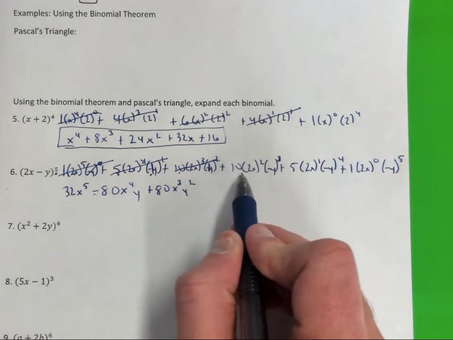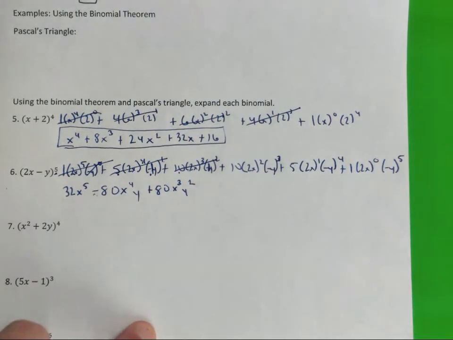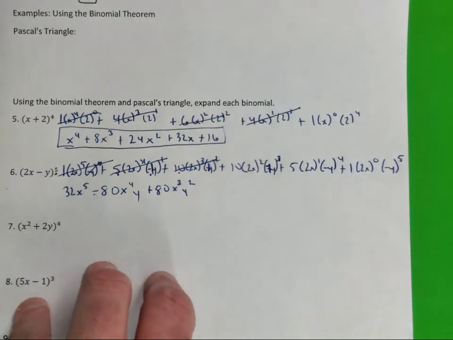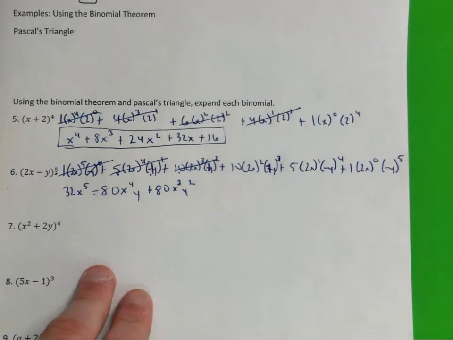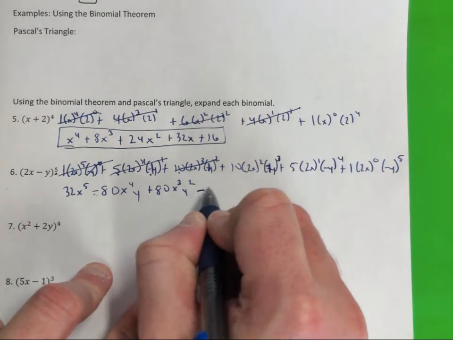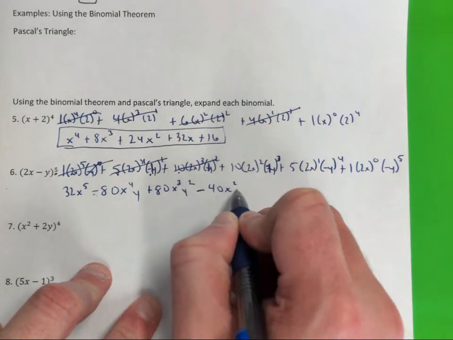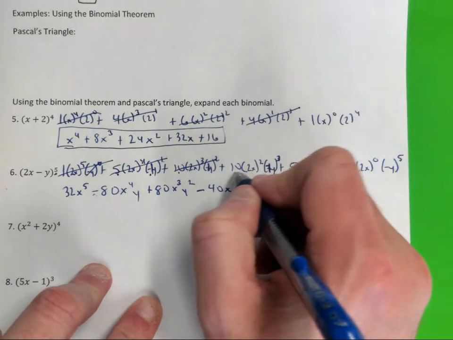10 times, what's 2 squared? 4. So 4 times 10 is 40. There's a negative 1 right here. What's negative 1 cubed? Positive or negative? So it'll be positive. Well, do I put plus 40 or minus 40? Minus 40. X squared, y what? Cubed.